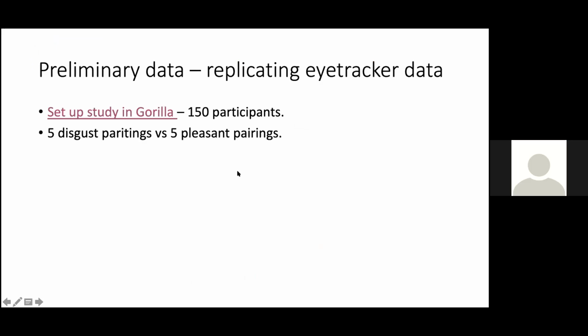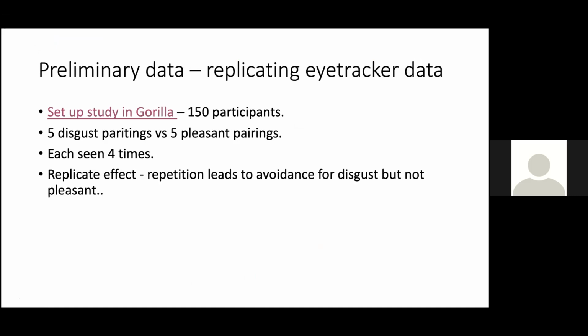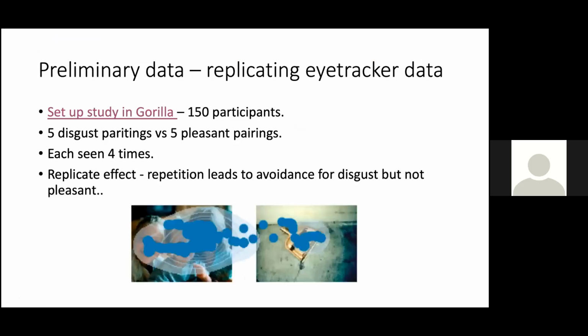So we had 5 disgust pairings and 5 pleasant pairings. Each of them were repeated 4 times. And the idea was we wanted to replicate that effect that we'd seen before.